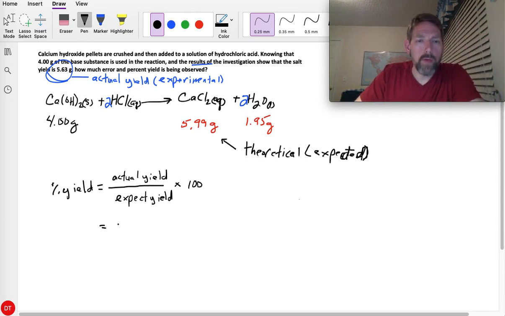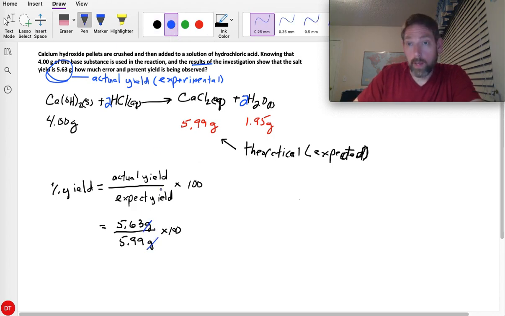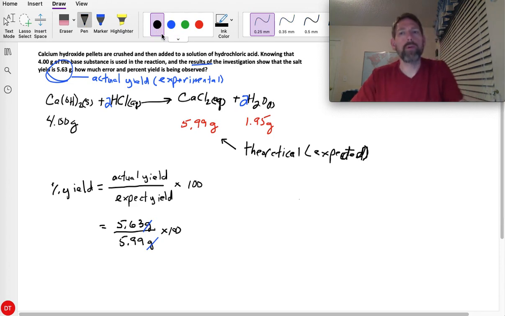So here we have 5.63 grams divided by our 5.99 grams times 100. You should see that like units cancel out. Very important.